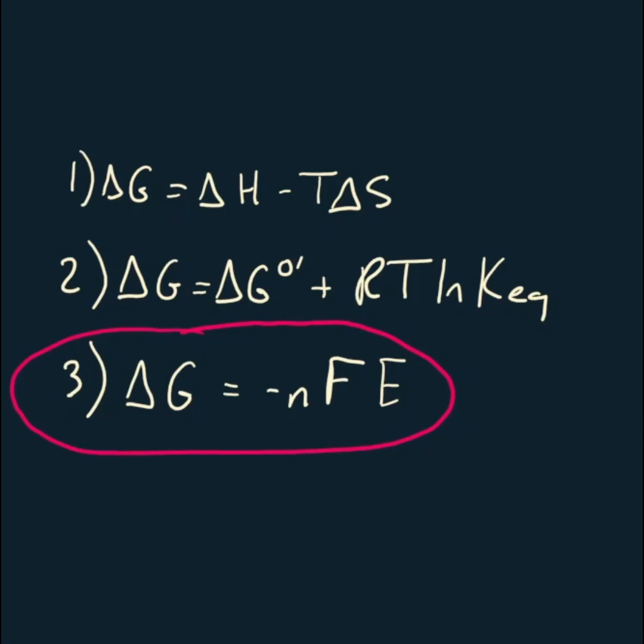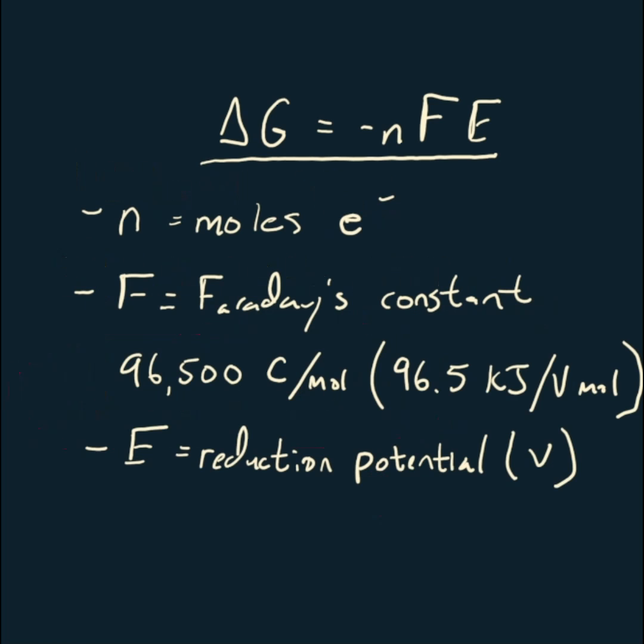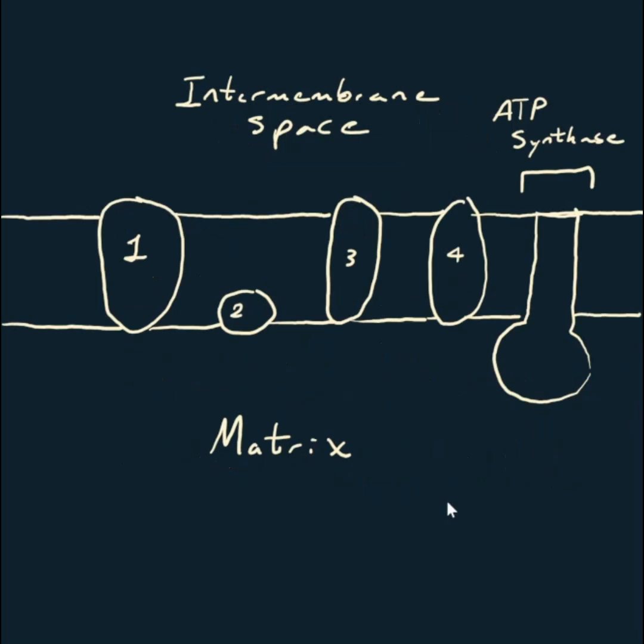So the final delta G value to discuss deals with the concept of redox. The n value finds the moles of electrons. The F is a constant, which can be displayed in either of two units. And then the E value is the reduction potential in units of volts. This E value is something that you'll typically be given in a problem.